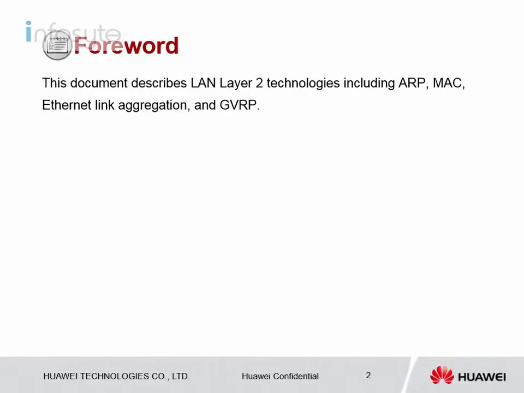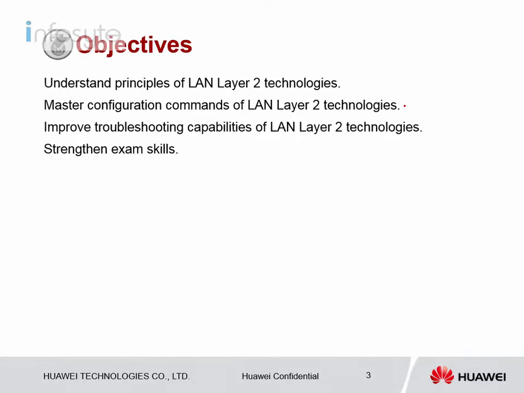So today's topic we are going to look into the Layer 2 technology. And the technology we are going to look into including the fundamental on how ARP work, Proxy ARP. We look into the MAC, we look into the link aggregation, and we also look into the GVRP. And all these are all on the layer 2.